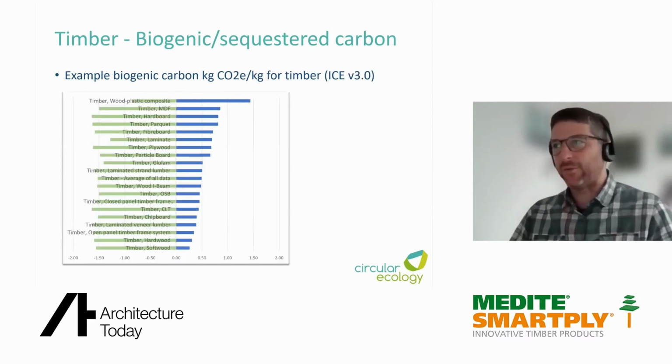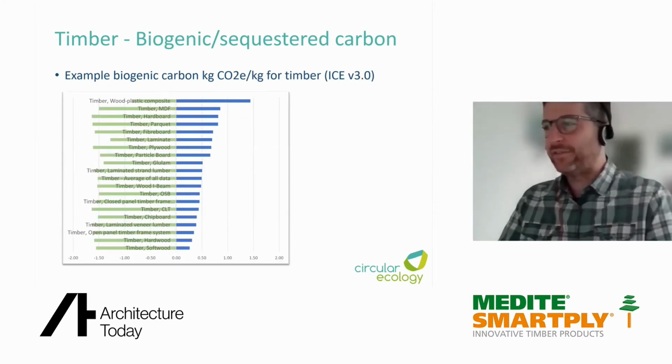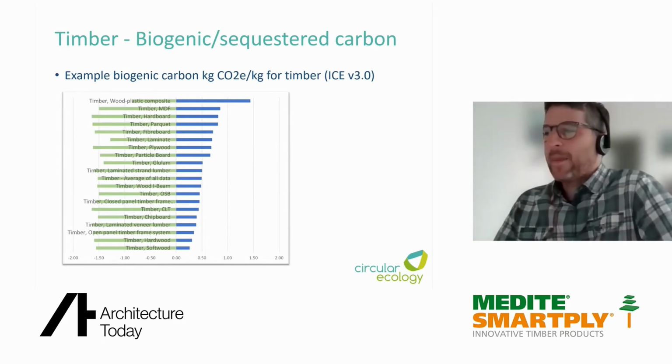And to give you some examples of the kinds of values we could be looking at here, the green bars there show the biogenic carbons, which are minus numbers, and as you can see on the table there, the blue bars are the embodied carbons.